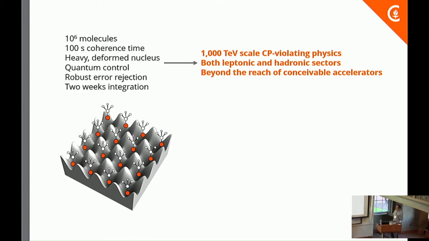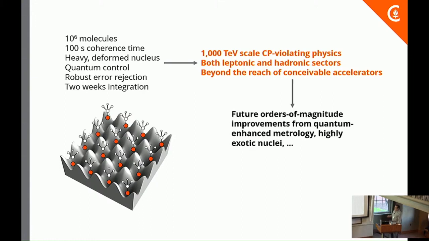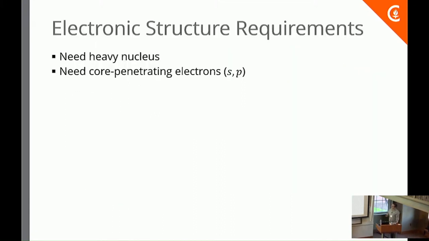So very, very broad coverage. And this is well beyond the reach of even conceivable future accelerators. So not just the LHC, but even anything you could think of. So this is pretty exciting. Of course, the first generation of experiments won't have these numbers, but I think none of these seem ridiculous at this point. And then even after this experiment, even more speculative future things like quantum enhanced metrology or highly exotic nuclei could continue to give even more enhancements. So there's a lot of room to go with this approach.